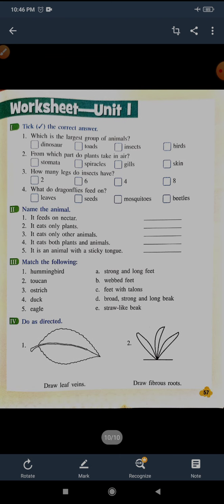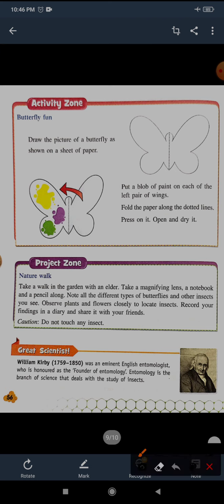Okay, I think now you understood all these things, so you should do the activities. The worksheet question is also here. Do you want me to complete this worksheet's questions also? Okay, let's see. In this project, what you have to do is just plot the color here and keep the second flap on the first, so the color will come in that part also. And the study of insects is called entomology.